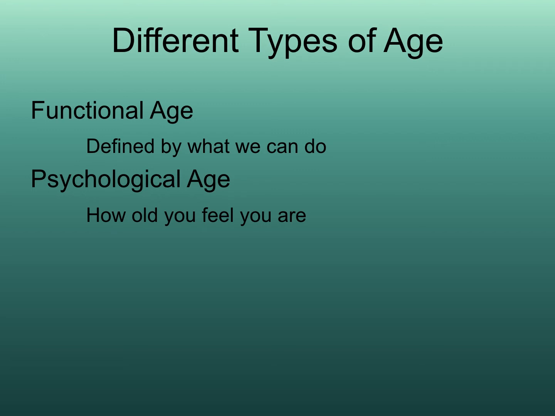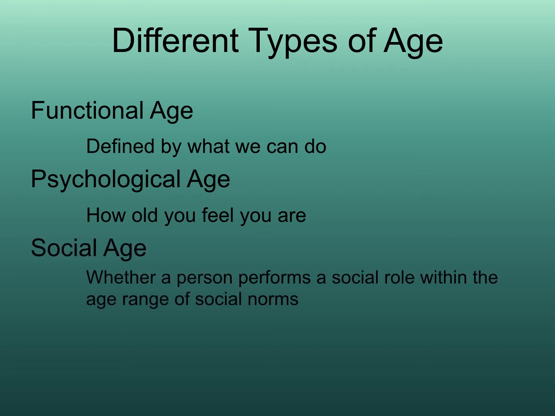But it's kind of an interesting thing to think about, because some people do perceive themselves as older, and maybe it is because their body might be failing them or things of that sort. So moving on, social age. I think this one's interesting. It's whether a person performs a social role within the age range of social norms.